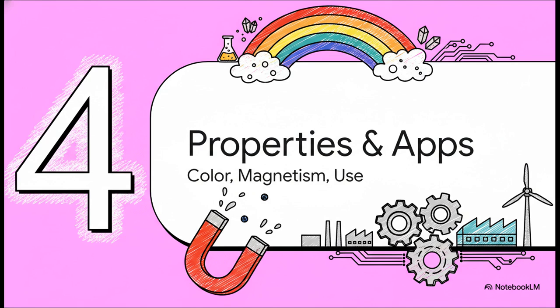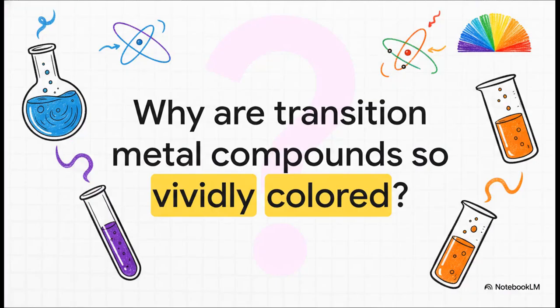Beyond just those two compounds, the transition elements as a whole family share some really cool and distinctive properties. Let's talk about their amazing colors, their magnetic behavior, and where we actually use this stuff in the real world. Have you ever wondered why so many of these compounds have these incredible vivid colors? I mean, think about it. Copper sulfate is bright blue, potassium permanganate is that deep purple. It's not a coincidence. It all goes back to those incomplete d orbitals.